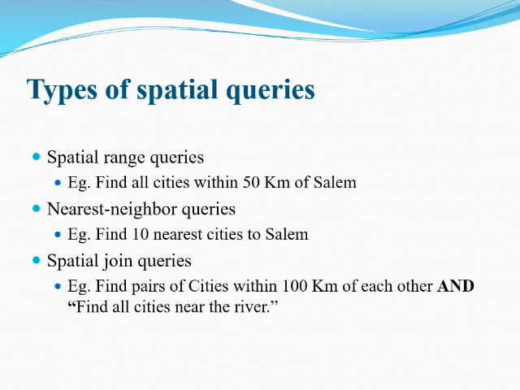First one, spatial range queries, related to region data. Find all the cities within 50 km of Salem. Nearest neighbor queries. Example, find the 10 nearest cities to Salem, related to point data. Spatial join query. Uses both point and region data. It is more complex and expensive to evaluate. Example, find pairs of cities within 100 km of each other, and find all the cities near the river.